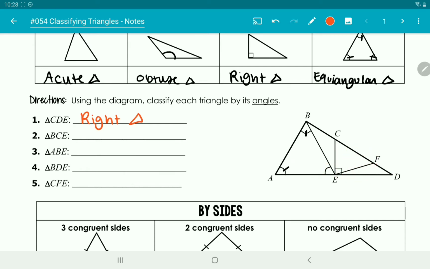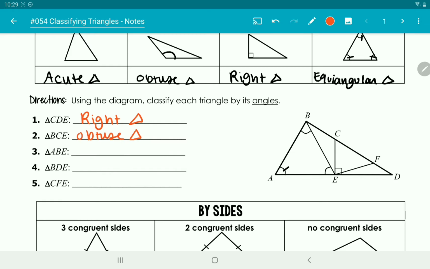On to the next one, BCE. So go from B to C and then down to E. You can see that these two angles are acute. However, this angle here looks like it's definitely larger than a 90-degree angle. So it's an obtuse angle, and if it has an obtuse angle, then it is an obtuse triangle.